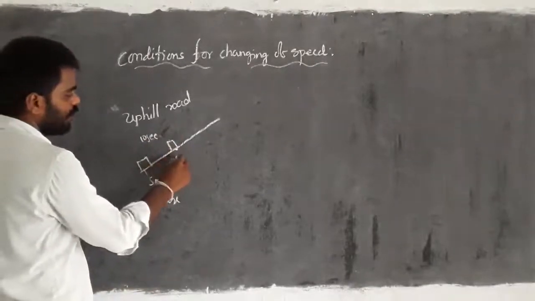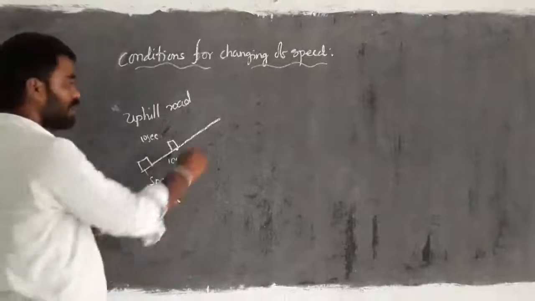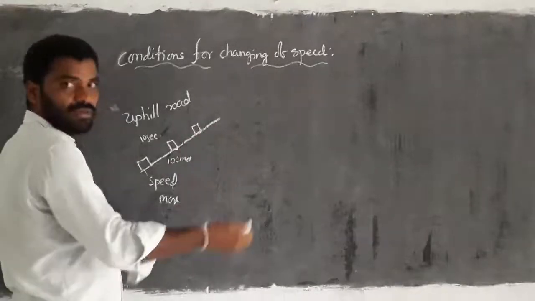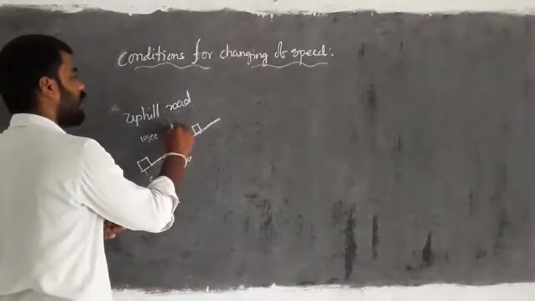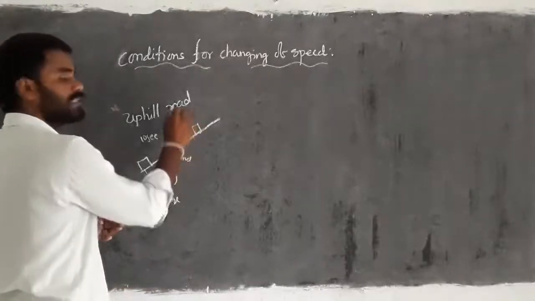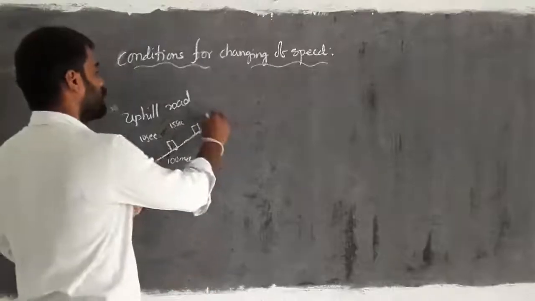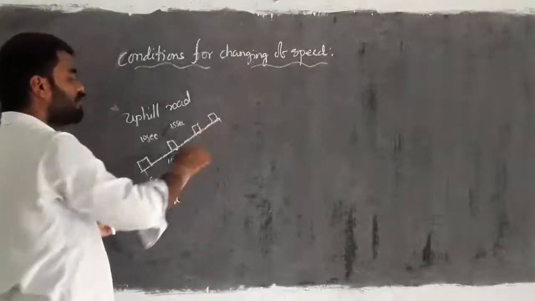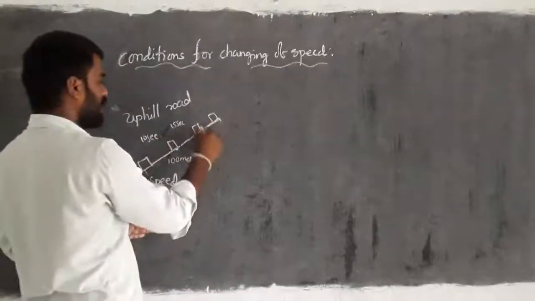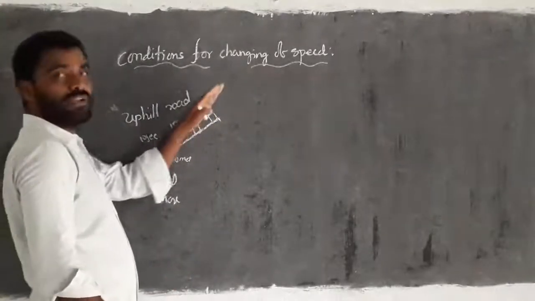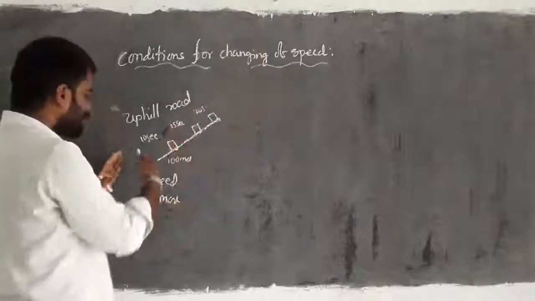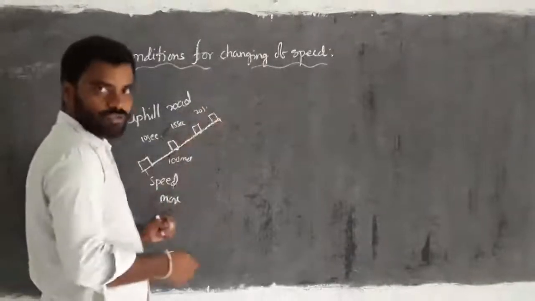then to cover one more 100 meters of distance, it takes not 10 seconds, it takes almost more than 10 seconds, right? So as you move up to the peak of the uphill road, it takes again more time. It means that on moving along an upward road, the speed of the vehicle slowly decreases.